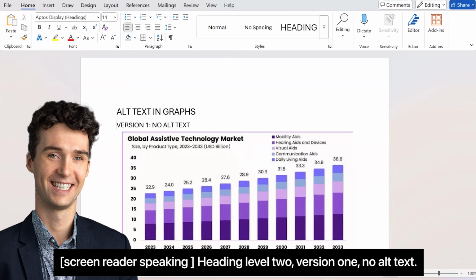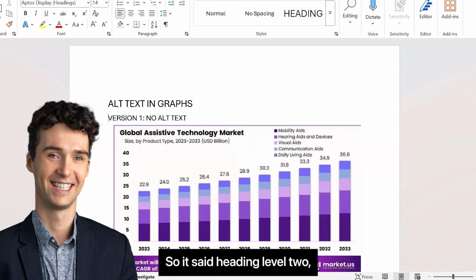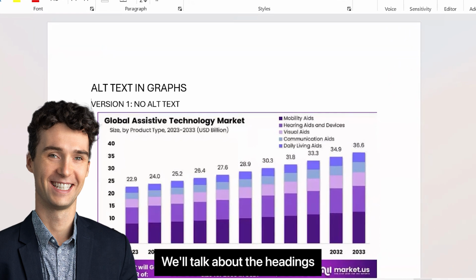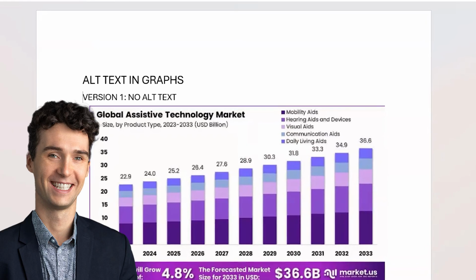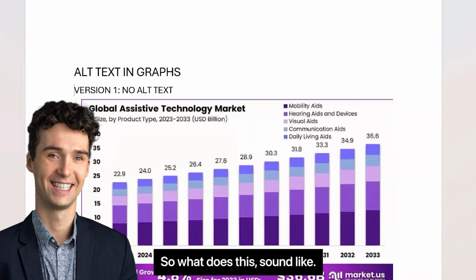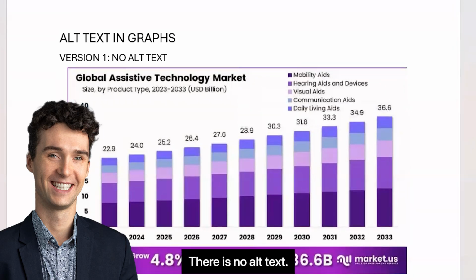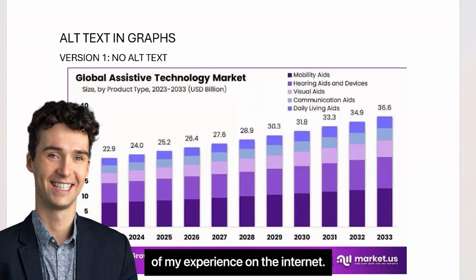Heading level 2, version 1, no alt text. So it said heading level 2, version 1, no alt text. We'll talk about headings a little bit later on. So what does this sound like? Picture 4 image. Thank you very much. There is no alt text. And I will tell you, this is like 90% of my experience on the internet. And that can be very frustrating.